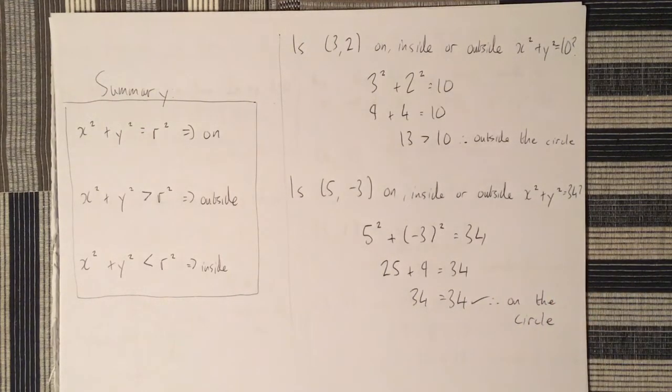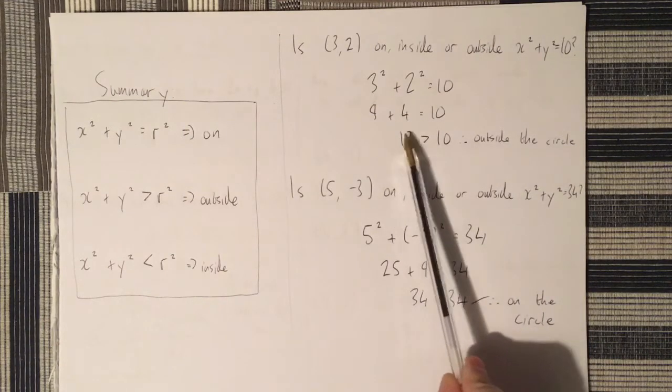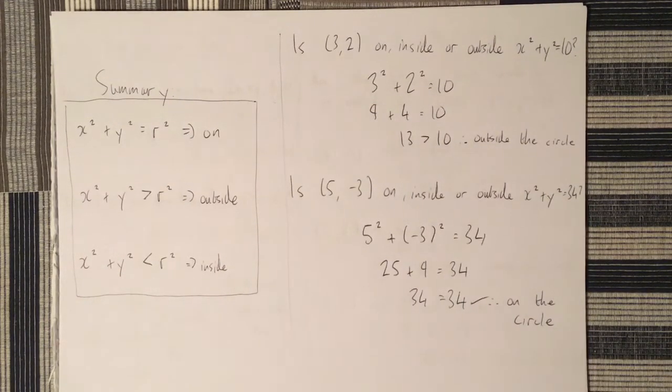Okay, so if you're asked if a point is inside, outside, or on a circle, you sub the point in for the x and the y. If we get it equal like this, it's on. If we get greater than the right hand side, we're outside. If we get less than the right hand side, we are inside.